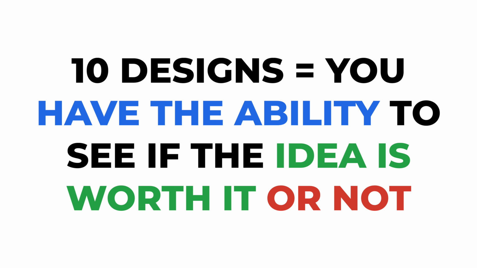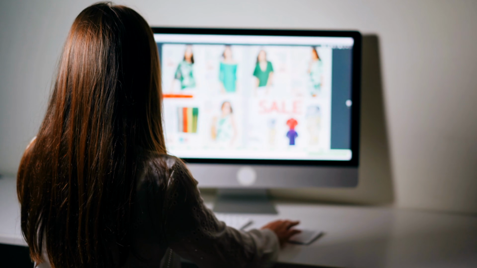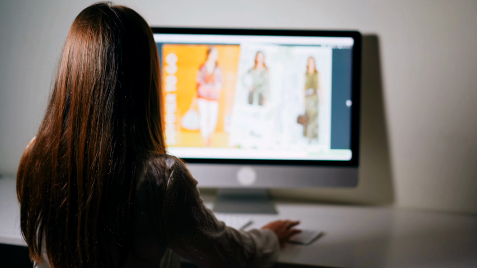And lastly, number 5 here is starting with 10 designs is something that gives me the ability to see if my idea is even worth it. So many times I see beginners start print-on-demand stores and they've got a bad idea. The problem is they spend 2, 3, 4, 5 months working on that idea before they actually try to sell anything. In most cases, if they were able to start quicker, they would be able to find out quicker that there are some issues with the idea that they have.